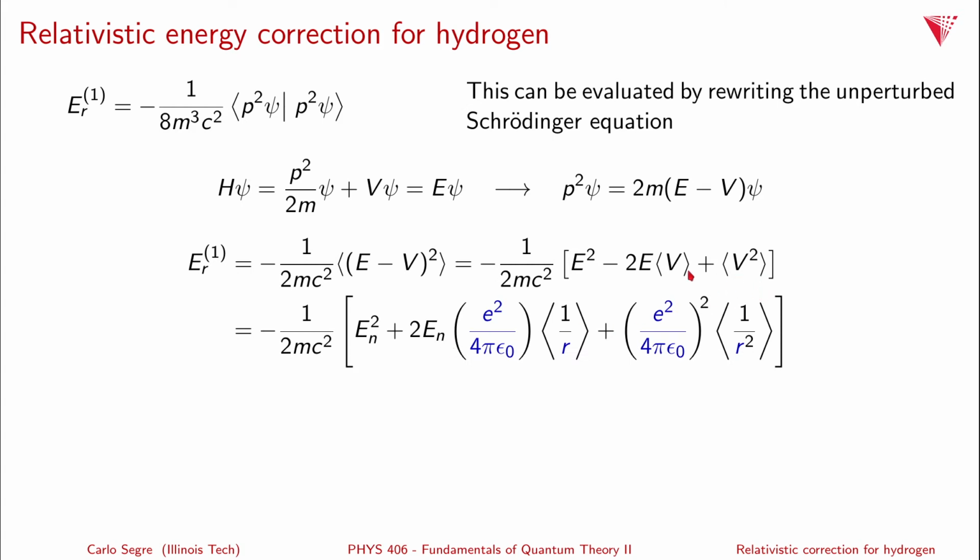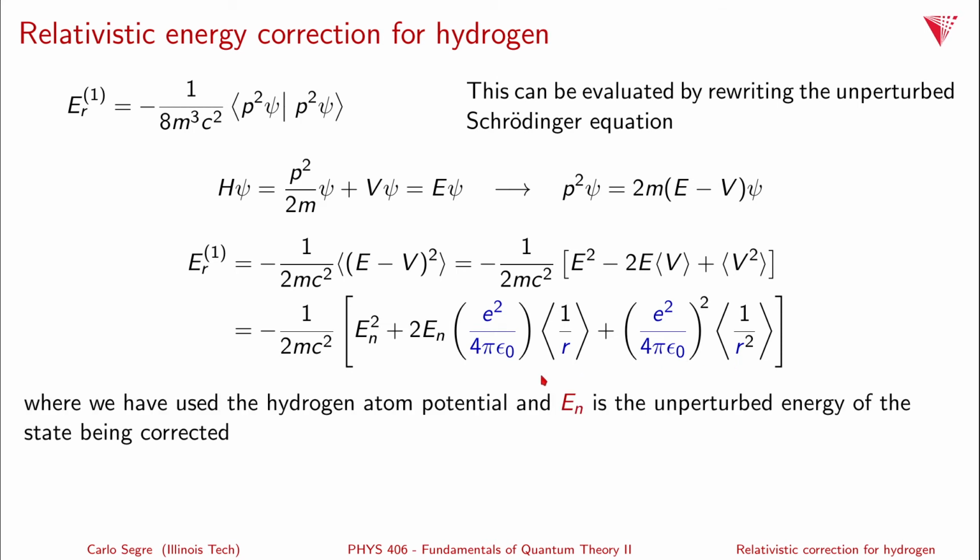If we now substitute our expression for the Coulomb interaction in for V, remember that's minus 1 over 4 pi epsilon naught r times e squared. Then we have that the energy correction is minus 1 over 2mc squared times E sub n squared plus 2E sub n times the quantity e squared over 4 pi epsilon naught times the expectation value of 1 over r. And then you have a third term, which is e squared over 4 pi epsilon naught quantity squared times the expectation value of 1 over r squared.